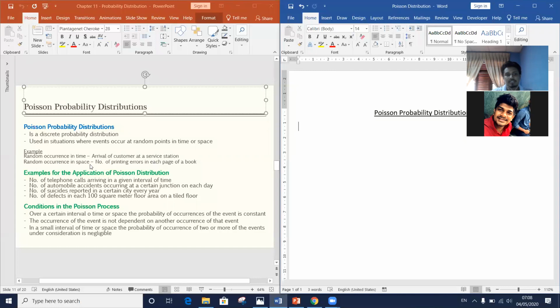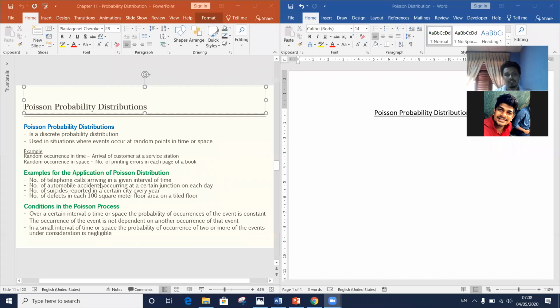Random occurrence in a space. Here, it says number of printing errors in each page of a book. Take a book where on average there are 4 printing mistakes per page. Then what is the probability of there being 6 printing mistakes? If we want to calculate those things, we can make use of Poisson probability distributions, right? Several other examples also are given right here.